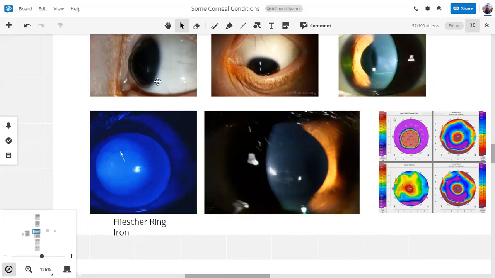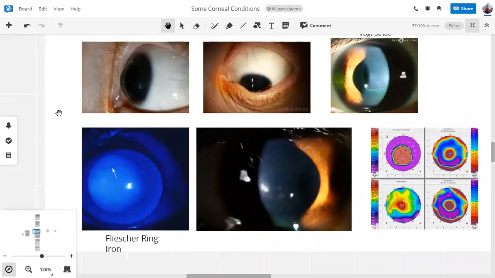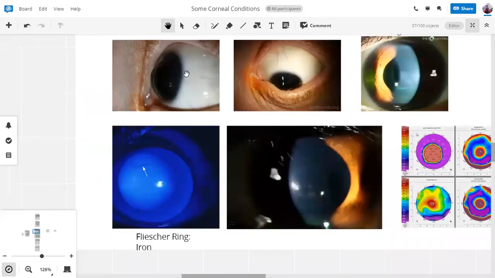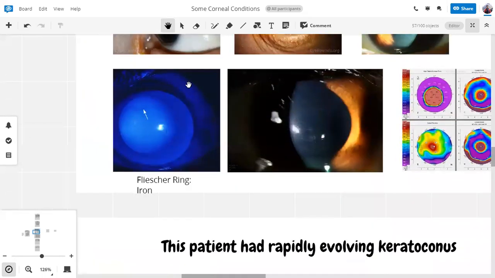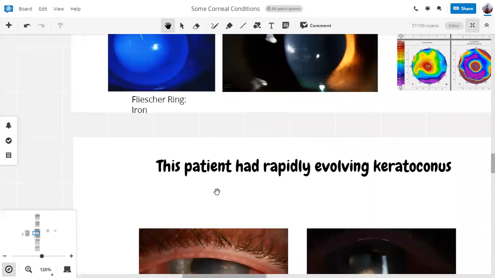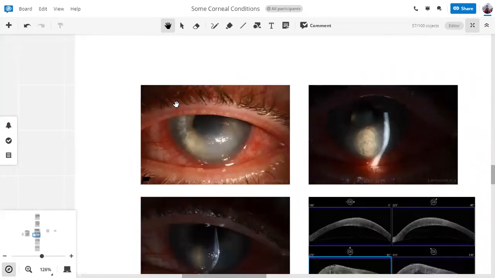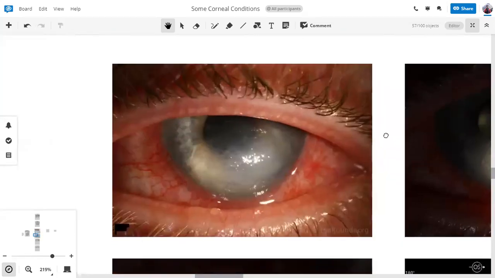So before we go on to the investigation, let's just say that our patient who has these findings, we found out that she went to a previous ophthalmologist and got herself checked, and all these signs were present. However, when she presents to you now, this patient of keratoconus, or this patient who had rapidly evolving keratoconus, this is how she presented.